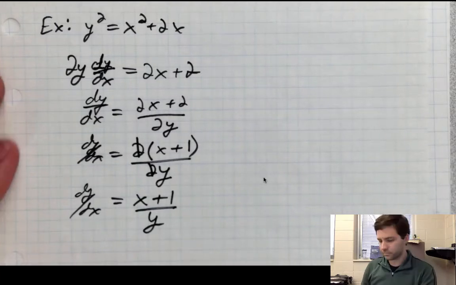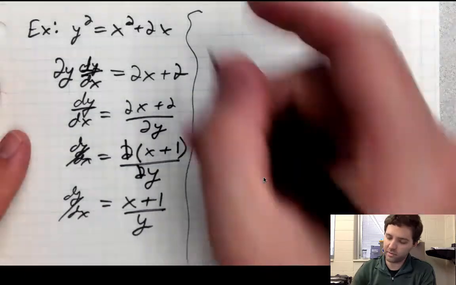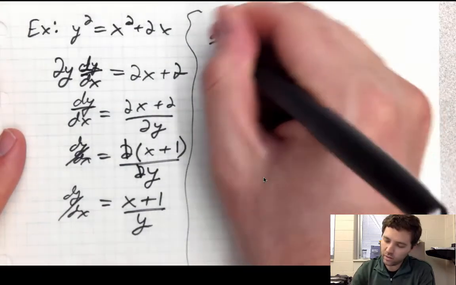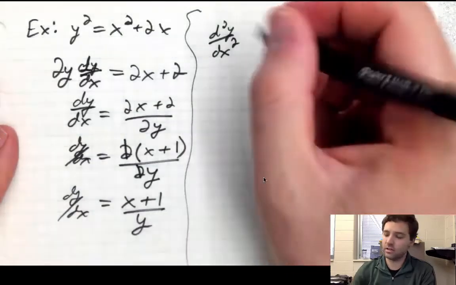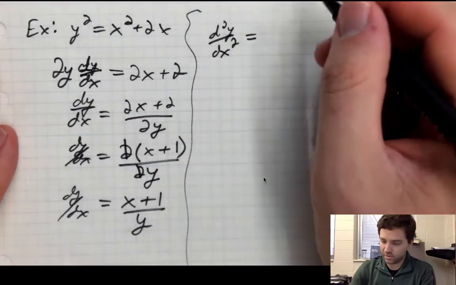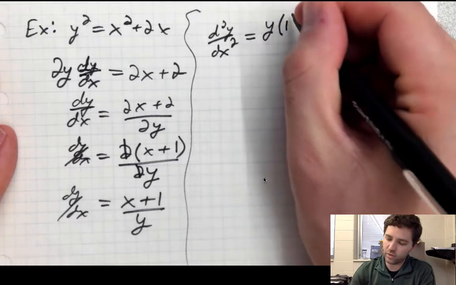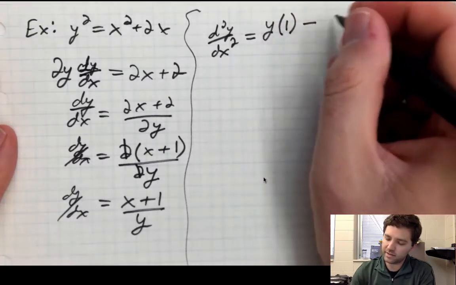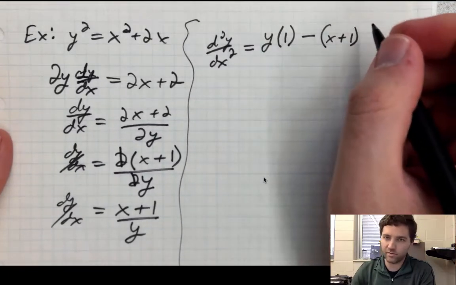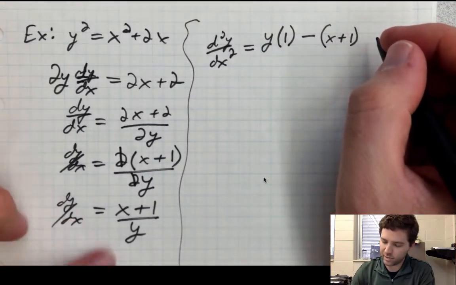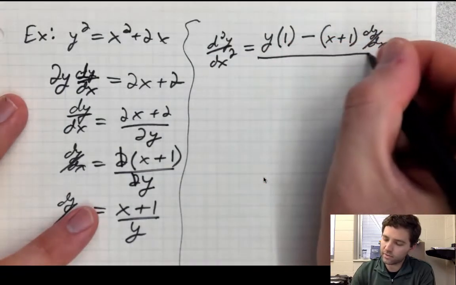Okay? Now, let's go over here and find the second derivative. So the second derivative of y with respect to x is going to be to take the derivative of this. Again, a quotient, not the greatest thing ever, but I'll take the bottom times the derivative of the top, which is just 1, minus the top, x + 1, times the derivative of the bottom. And the derivative of the bottom is just dy/dx, divided by the bottom squared.